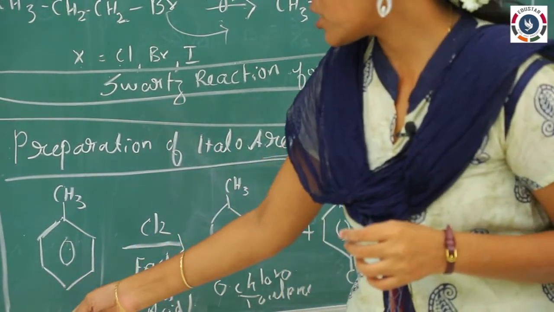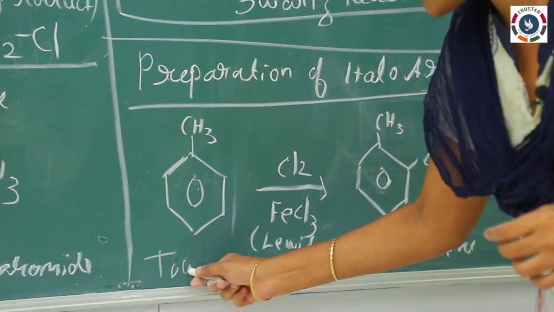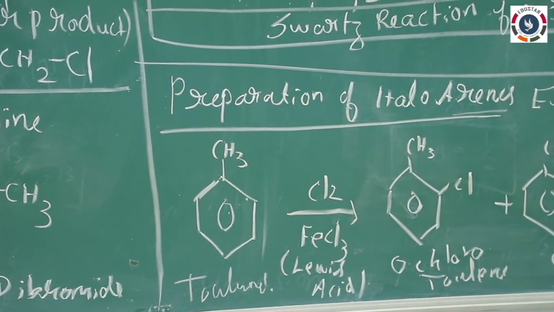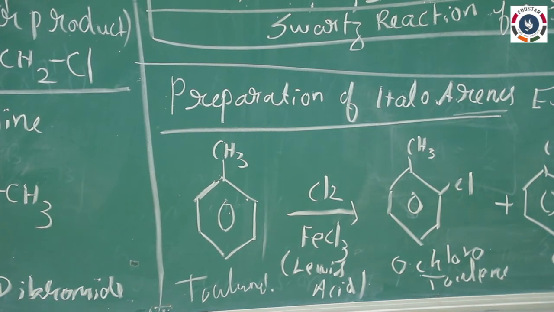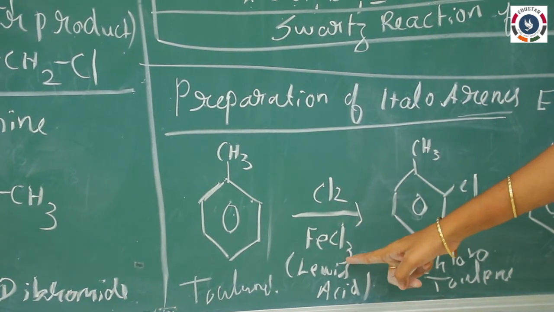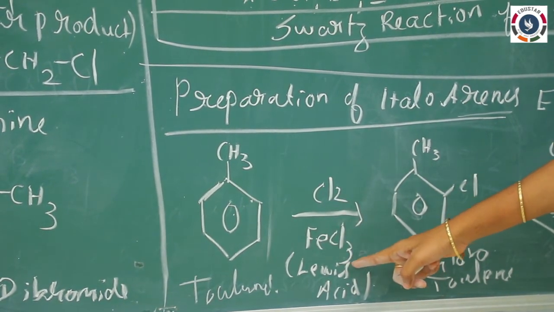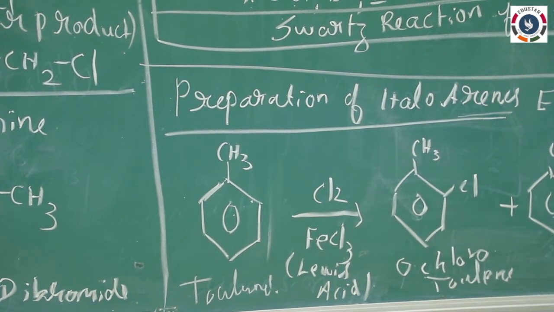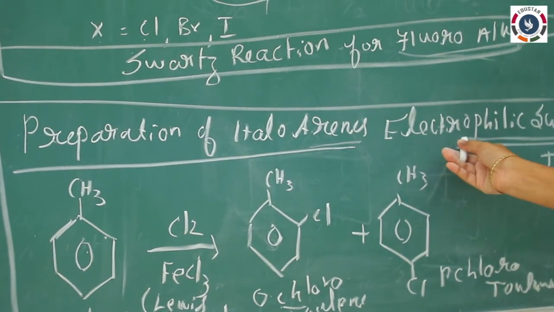Now we are moving to the haloarenes. Here I have taken the toluene compound, that is, if a methyl group is substituted in the phenyl unit, we call it toluene. I am adding chlorine along with FeCl3. Here the FeCl3 acts as the chlorine supplier, and it also acts as a Lewis acid. This reaction is the electrophilic substitution reaction.